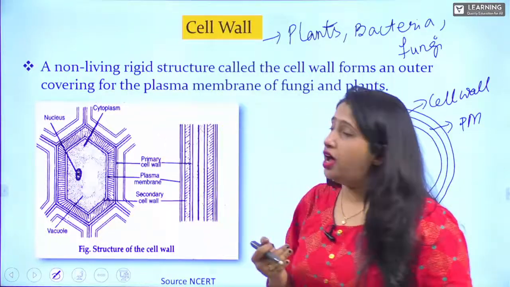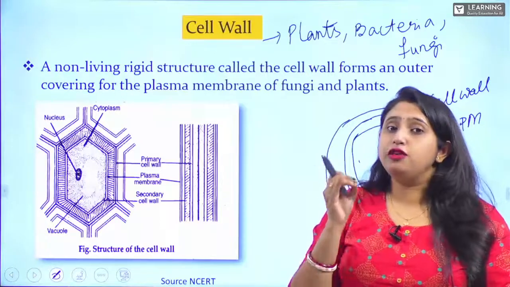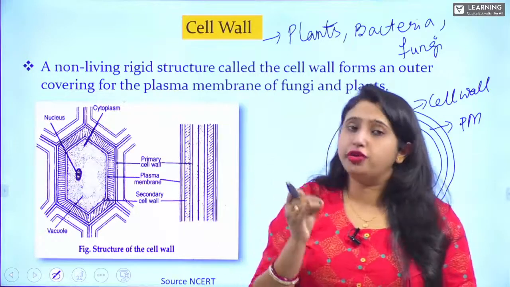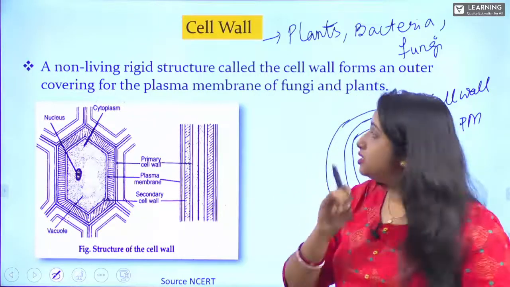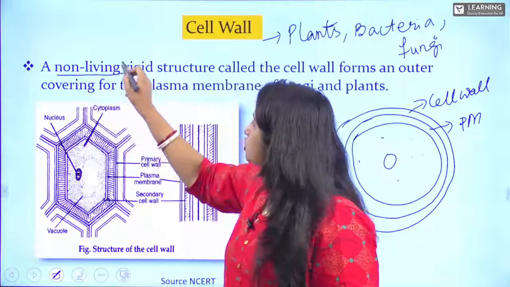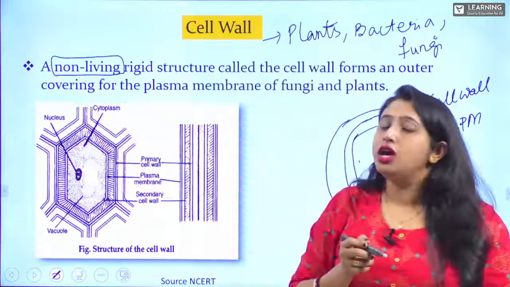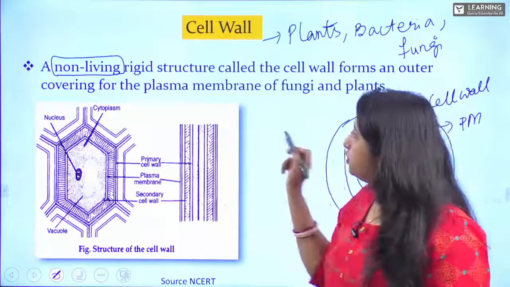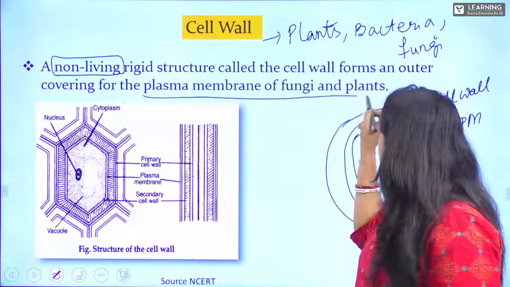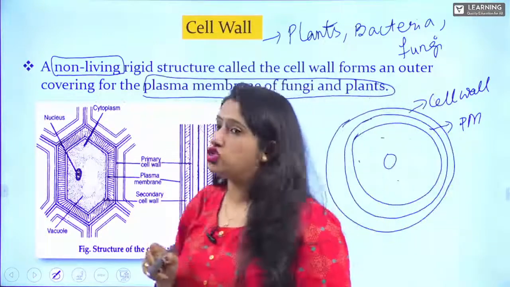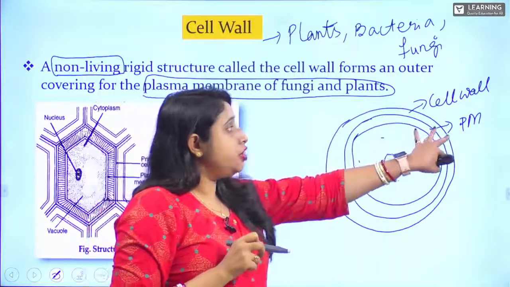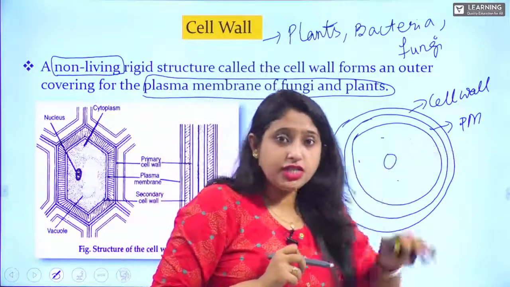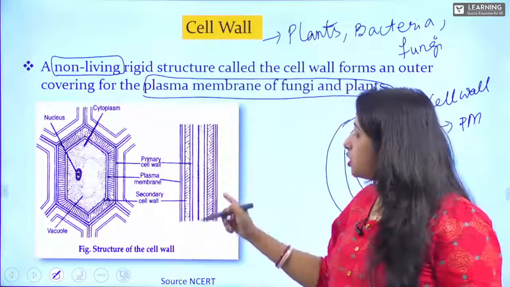In case of plants, the cell wall is very rigid, isn't it? Why is it rigid? Because it needs to provide protection to the cell, and it is a non-living rigid structure. Is the cell wall living or non-living? The cell wall is non-living, okay. It is the covering of the plasma membrane of the fungi and the plants. After the cell wall, the plasma membrane is present, isn't it? So as you can see, this is the structure of the cell wall.